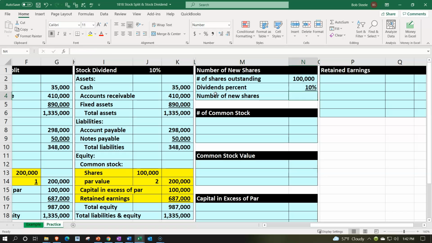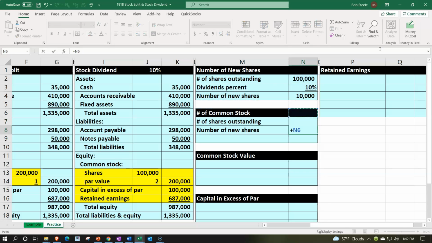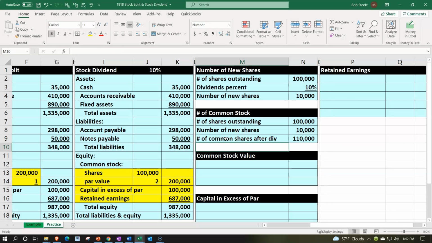So if we have a 10% stock dividend, we're going to have 100,000 times 10%, giving us 10,000 new shares. So what's going to be the number of shares outstanding once we're done with this? It's going to be the original number of shares of the 100,000 plus the new shares we're going to issue, which of course are the 10,000, underlining that, font group and underline. So the number of common shares after div, let's call it, is going to equal the sum of these two, or 110,000. So 110,000 shares out there.